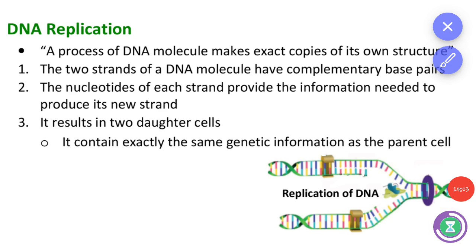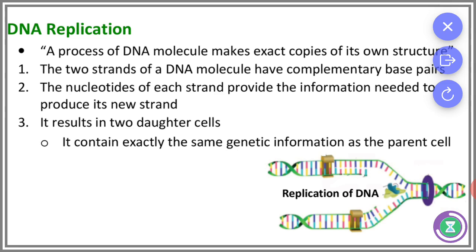And next, DNA replication. DNA replication is one of the basic processes that occurs within a cell. The DNA molecule produces an exact copy of its own structure during the replication process. The 2 strands of the DNA molecule have complementary base pairs. The nucleotides of each strand provide the information needed to produce its new strand. The 2 resulting daughter cells contain exactly the same genetic information as the parent cell. DNA replication involves the following steps.